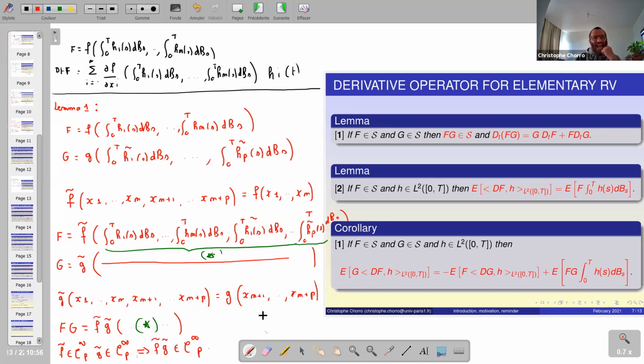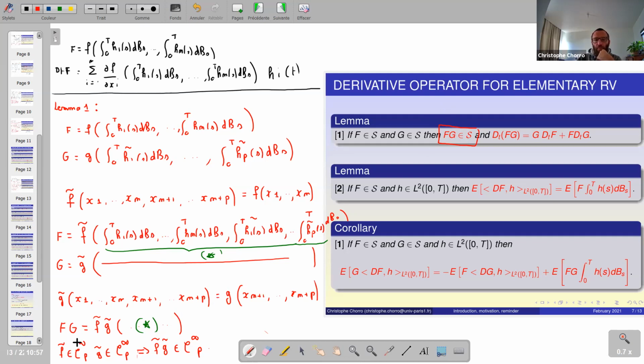Okay, so I have this. So it implies that fj belongs to S because I have written it as a mapping, the product between f tilde and j tilde, of the Wiener integrals, that belongs to the class C infinity P. So it is a regular mapping of the Wiener integral. So the product is in S.